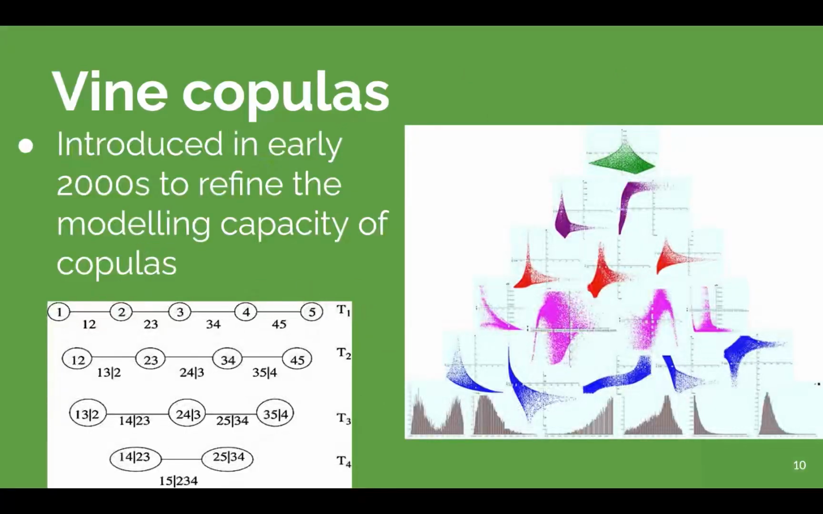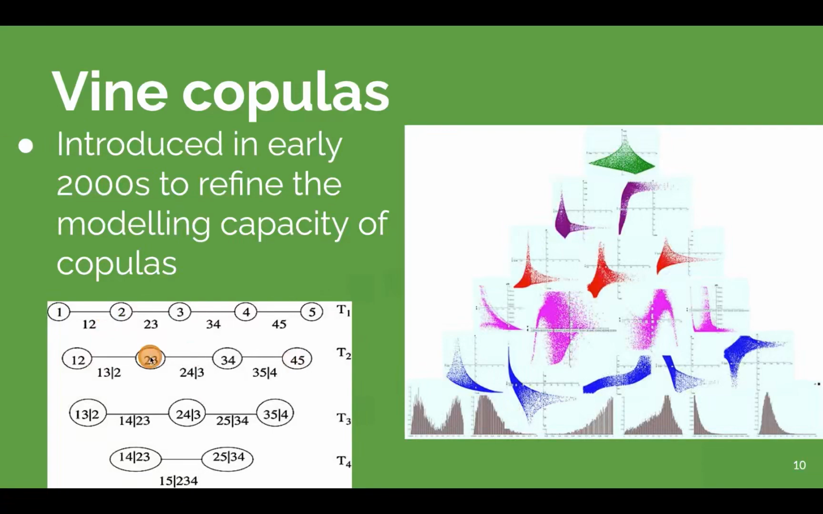Vine copulas were introduced in the early 2000s to refine the modeling capacities of copulas. The principle behind it is simple: decomposing the multivariate copula function into multiple bivariate copulas. A vine is a set of nested connected trees such that the edges of a tree correspond to the vertices of the following tree. So here are two representations of a vine.